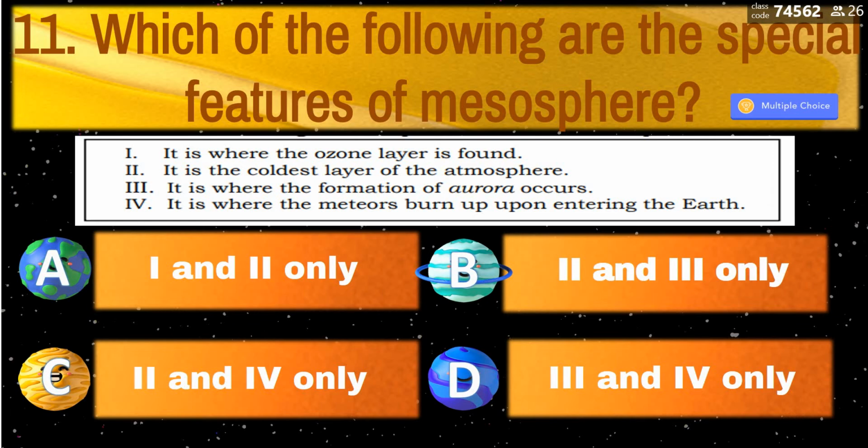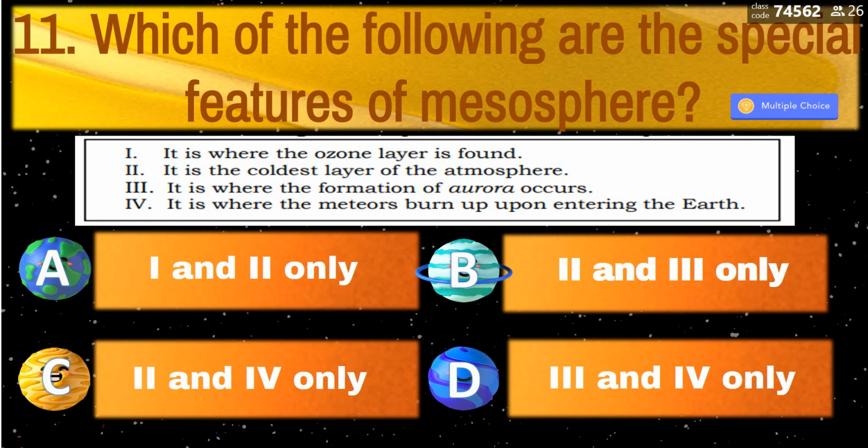1. It is where the ozone layer is found. 2. It is the coldest layer of the atmosphere. 3. It is where the formation of Aurora occurs. 4. It is where the meteors burn up upon entering the Earth. Is it A. 1 and 2 only? B. 2 and 3 only? C. 2 and 4 only? And D. 3 and 4 only?